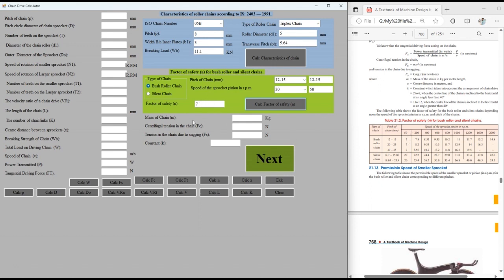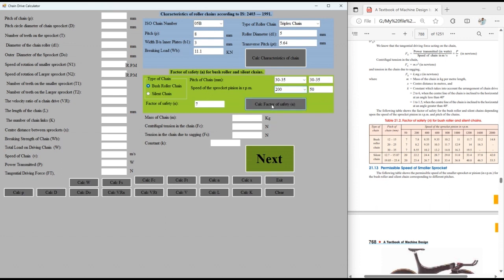Now we can check from the table. Type of chain drive, bush roller here. Then pitch of chain 12 to 15. Then speed, this is called 50. We have entered the value here and the factor of safety becomes 7. Then when we change this into 32, 35, the value is 7.